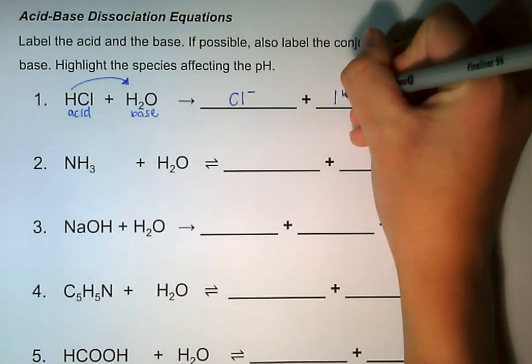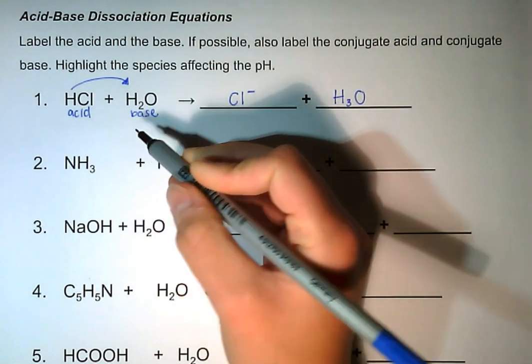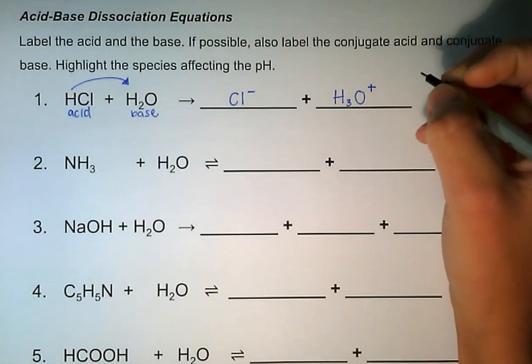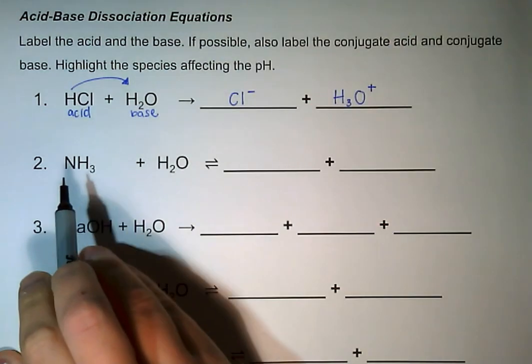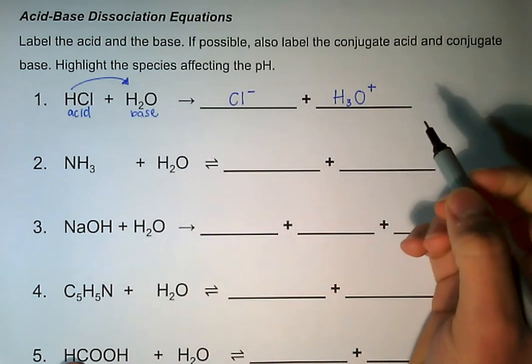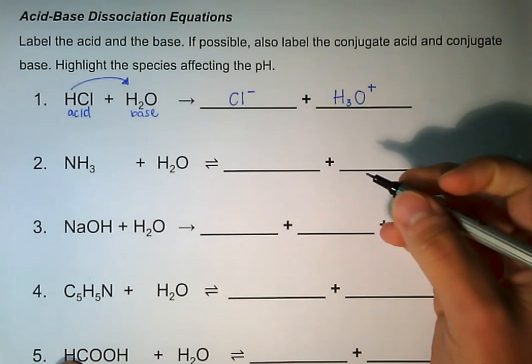Now we end up with H3O, and because there's an extra hydrogen, we are going to end up with a positive charge. Now we've labeled our acid and our base, we have written our two products on the other side of this equation. Now we just need to label the conjugate acid and conjugate base.